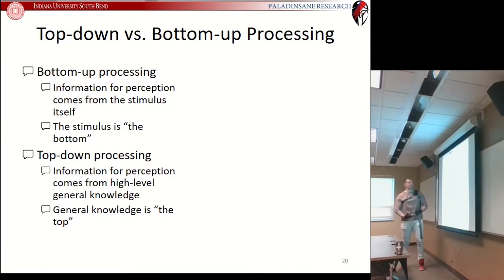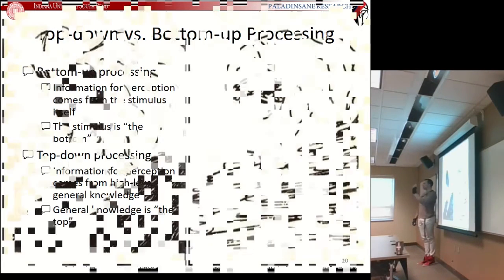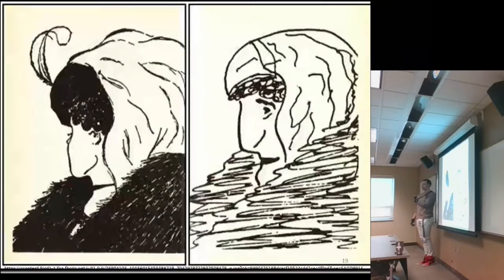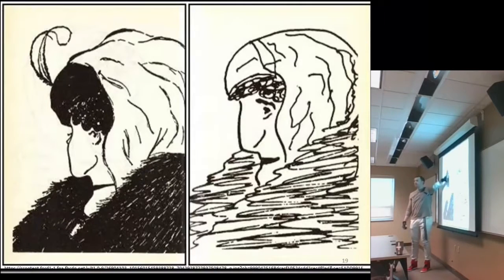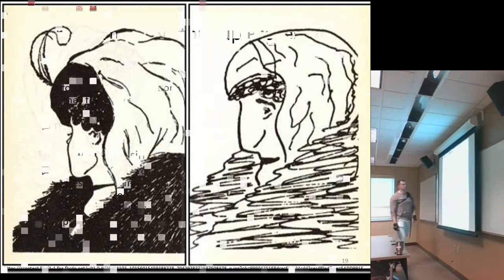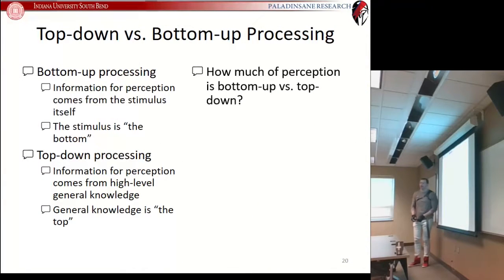But there's also evidence that part of your perception is top-down, and we just saw that. You can see it as a young lady, you can see it as an elderly woman. The stimulus itself hasn't changed, so the bottom-up portion of it is exactly the same. So the fact that you can switch your perception from one to the other means that there has to be some top-down processing going on here. The question then becomes, how much of perception is bottom-up and how much is top-down? How do these two processes interact?